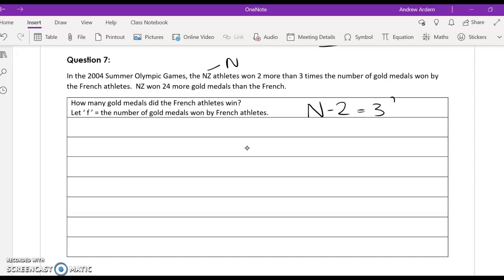I'm just looking for the letter F. They've used F to describe the number of golds that France won. So 3 lots of France's golds will equal the number of New Zealand golds minus 2. It's very tempting to put a plus there, but it's not plus, it is minus.